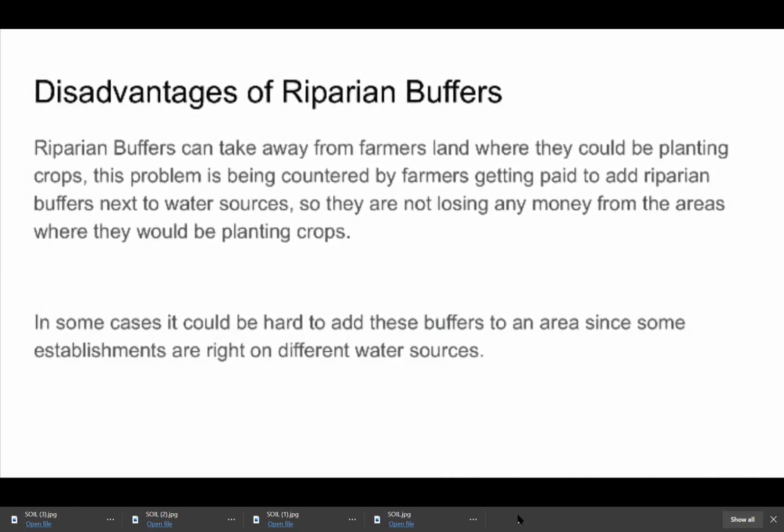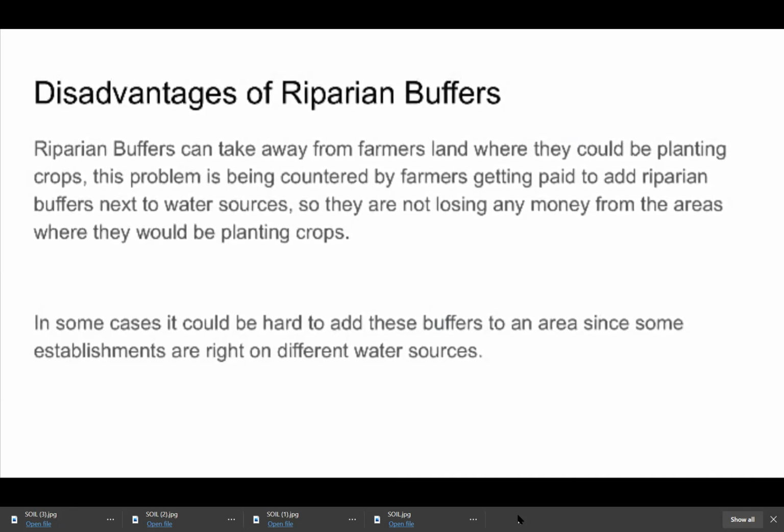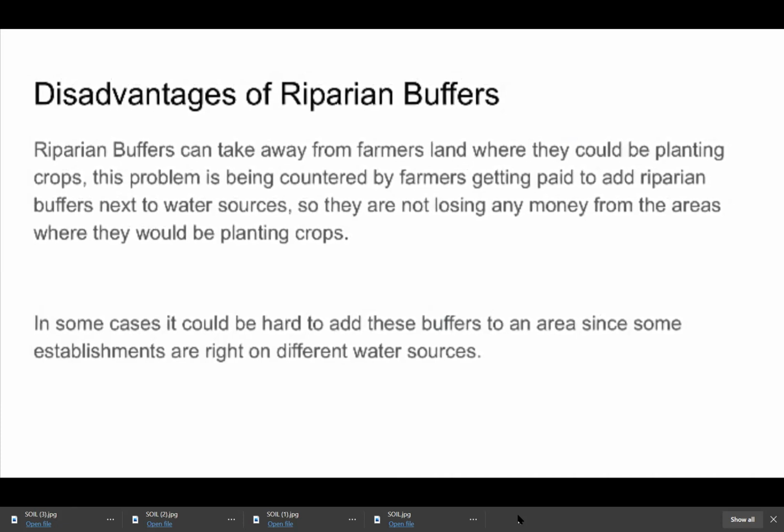And also another disadvantage is that in some cases, it could be hard to add these buffers to an area since some establishments and businesses are built right on different water sources like a lake or a river.